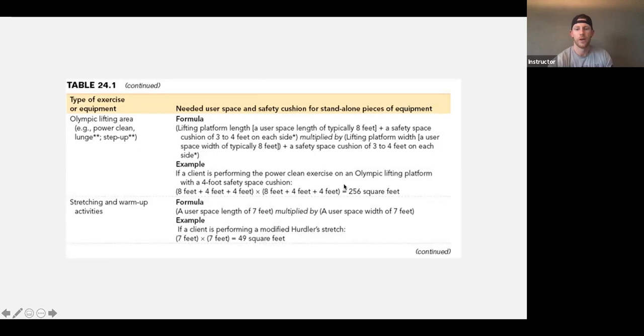Olympic weightlifting, notice this, 256 square feet. Again, also think about how dynamic that movement is, right? So a lot of stuff is moving around. The last thing you want is someone close to that bar or a machine or anything like that.